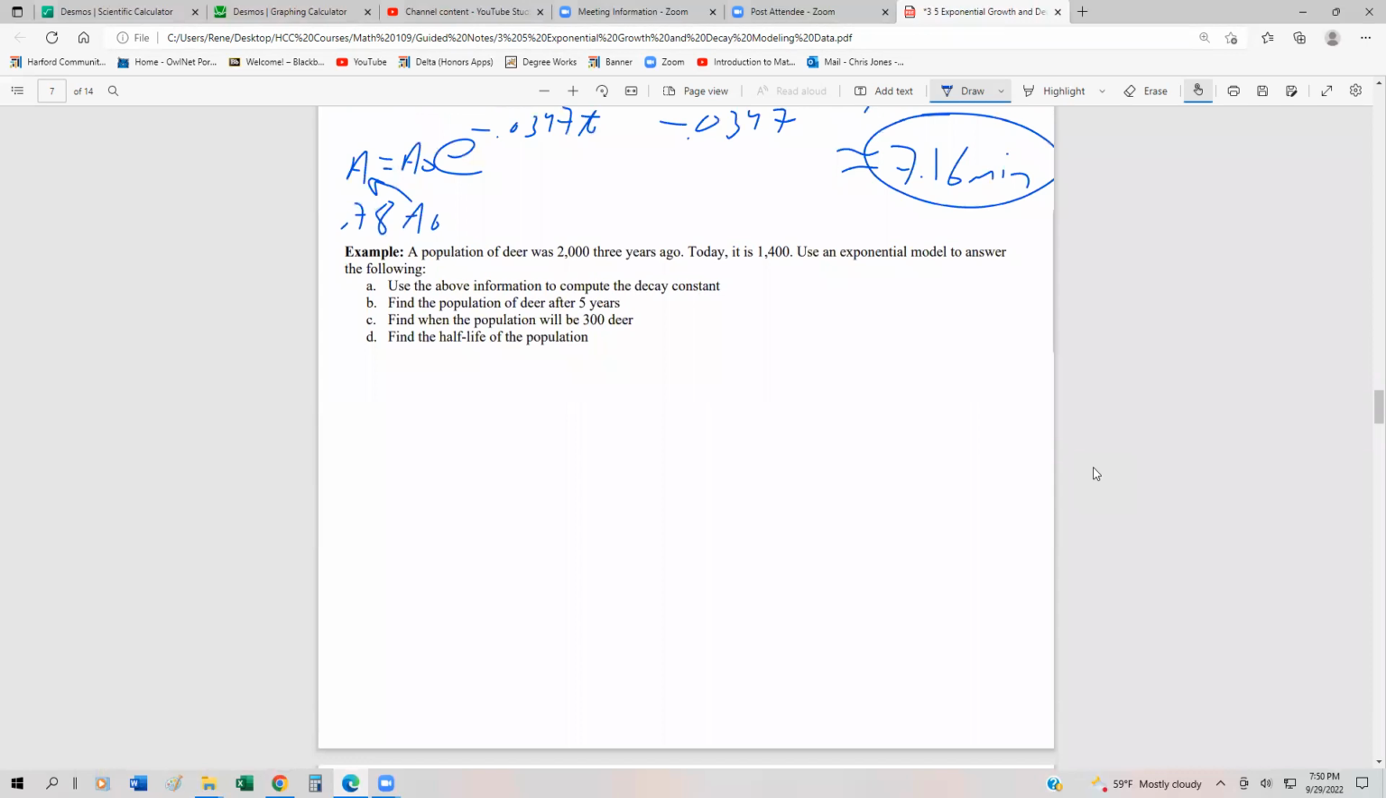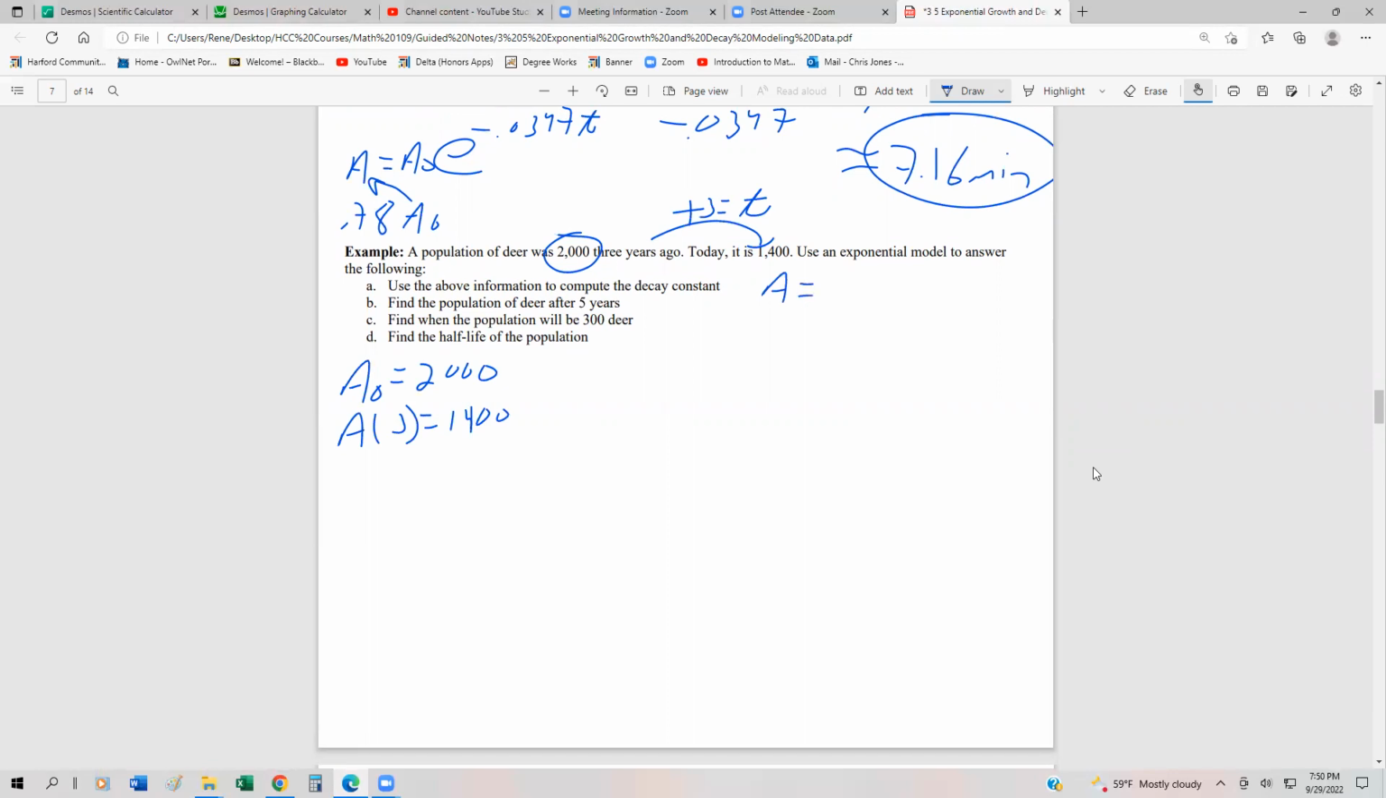Right. So things we know. The initial value, A naught, is 2,000. That was 3 years ago. And then after 3 years, basically that's when t is going to be 3, we have 1,400. All right, so I'm just going to say A sub naught is 2,000, and that A at 3 is 1,400. And let's just substitute those back into our formula.